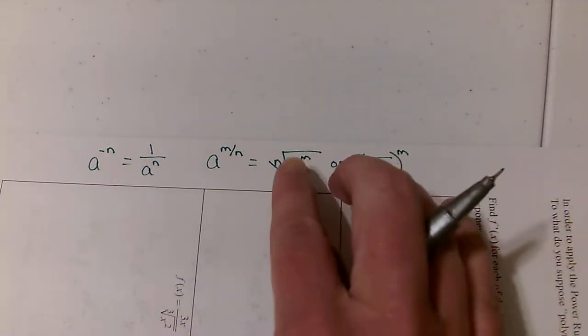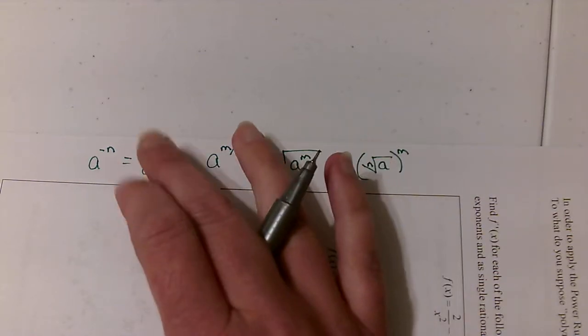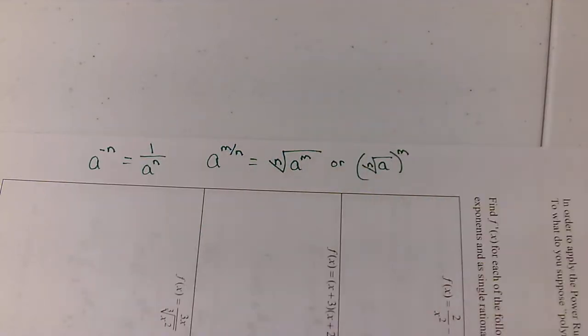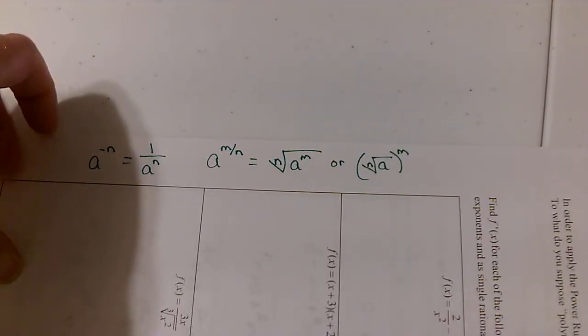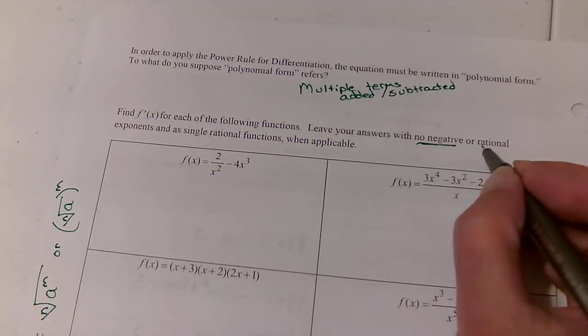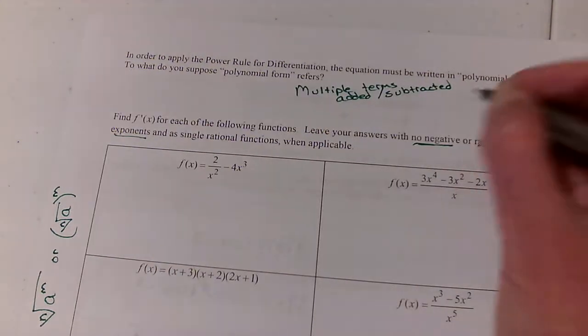We're going to have to take radicals and write them as fractional exponents. And then if we have our variable in the denominator, we're going to need to write that with a negative exponent. But then we're going to have to write them back the way they came from at the end, because we want to leave our answers with no negative or rational exponents. Rational means fraction.